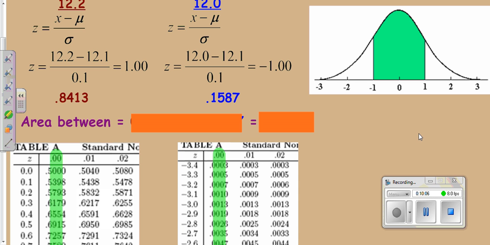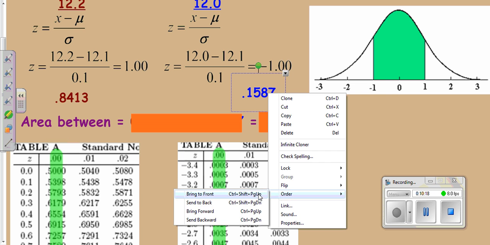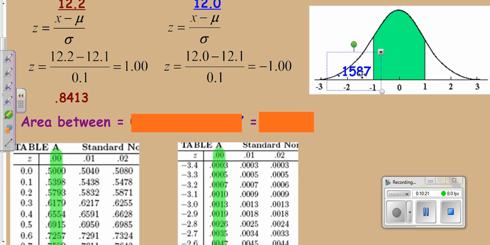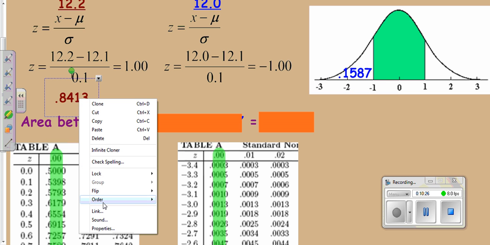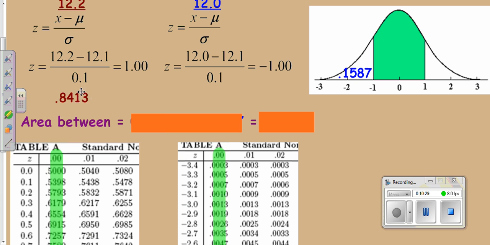Okay, so we've got to figure out what's between. So we just figured out this white area right here. This is the white area. Now, this right here tells us everything that is in the green. So this number right here tells us everything that's in the green and in the white. So that 0.8413 tells us all this.